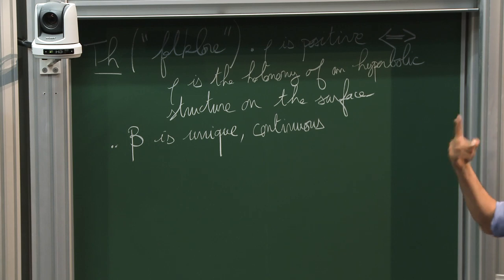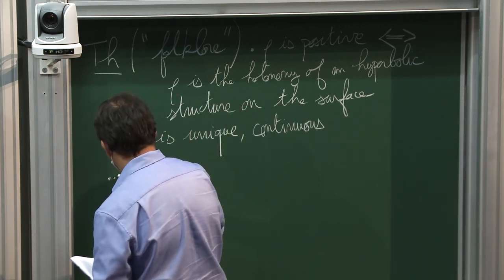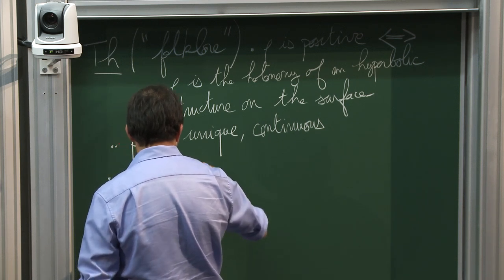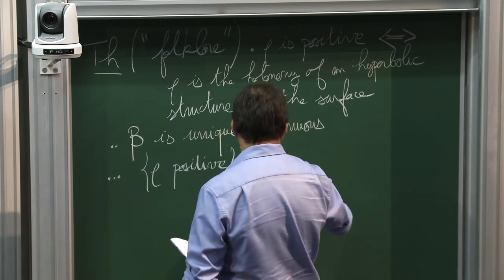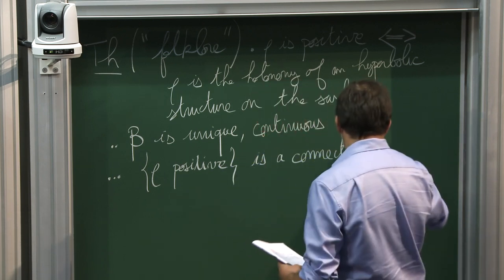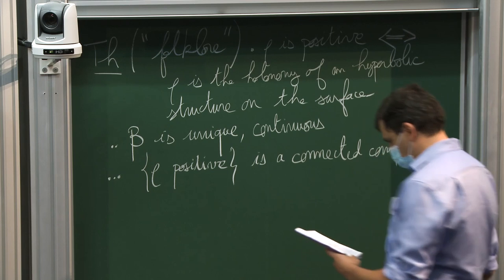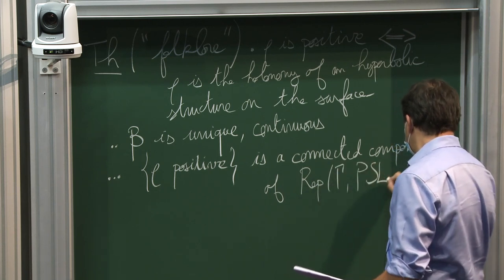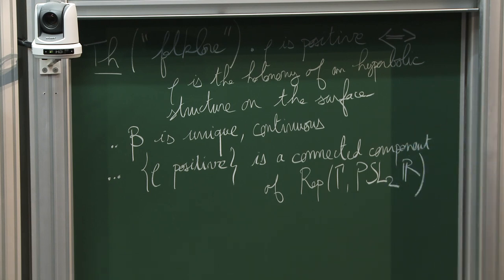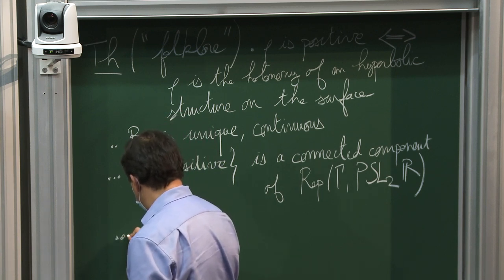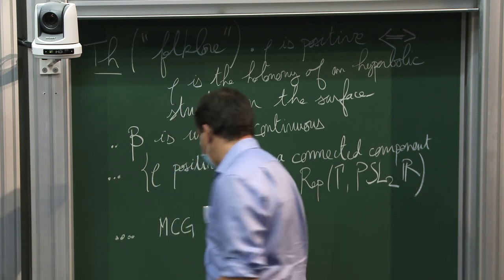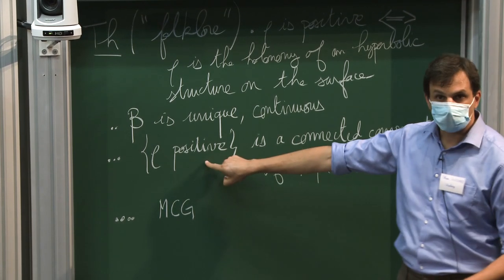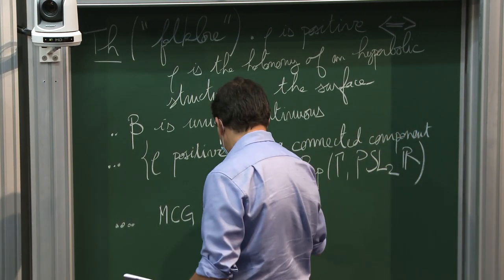So in fact it has a finer continuity property, but I will not describe them. The set of positive representations here is the Teichmüller space, which is a connected component of the representation variety. And a last property that is also well known is that the mapping class group, so here exactly the automorphism group of gamma, has a nice action on the set of positive representations. So this action is properly discontinuous.